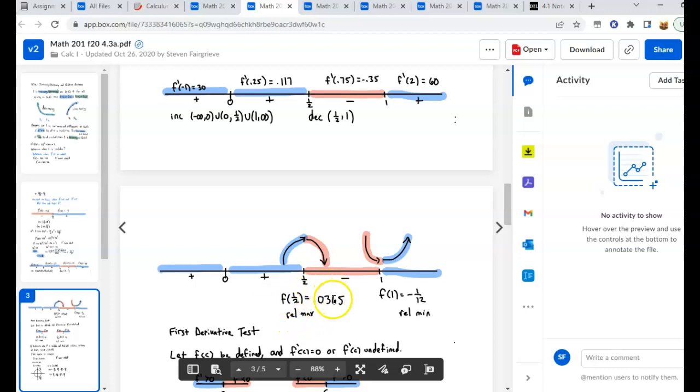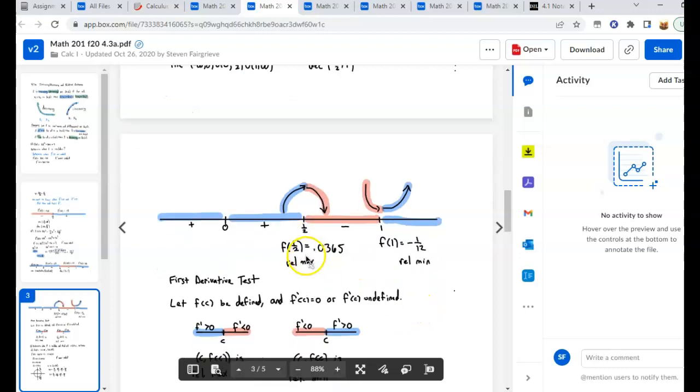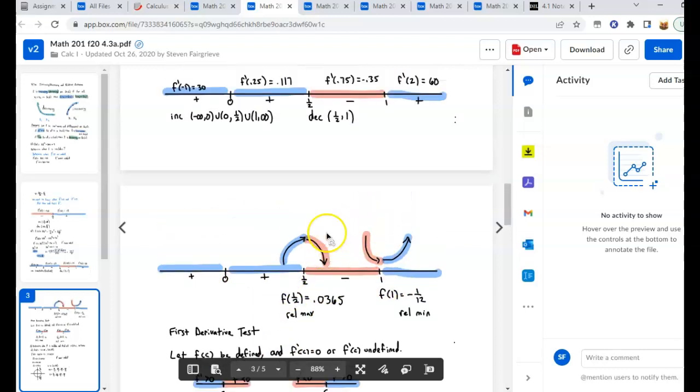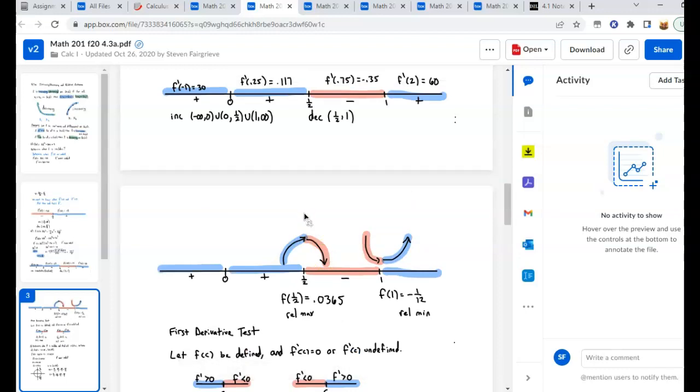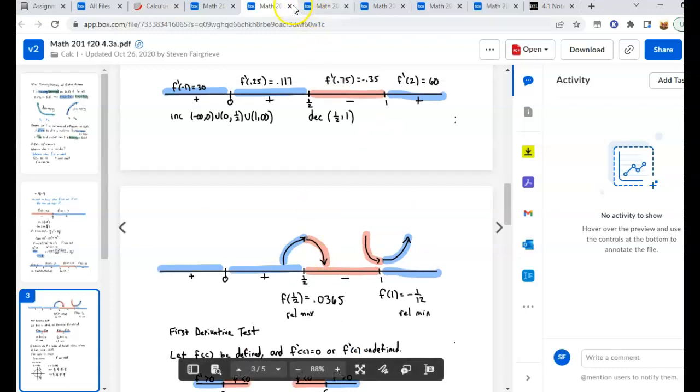Okay. And then it's decreasing, and then increasing at 1, and so that is a relative min. All right, now as the result there known as the first derivative test. So once we have our sign chart, we can also talk about relative maxes or mins. So usually on the test, those will be separate problems.